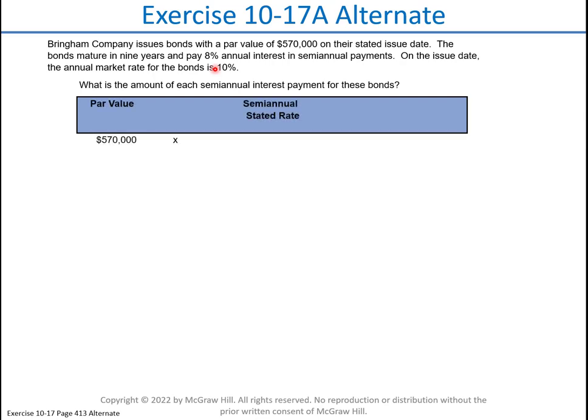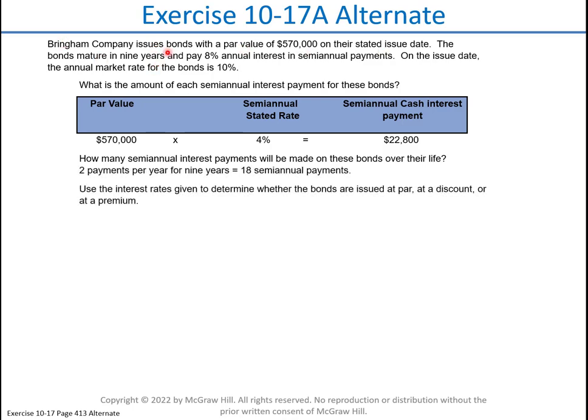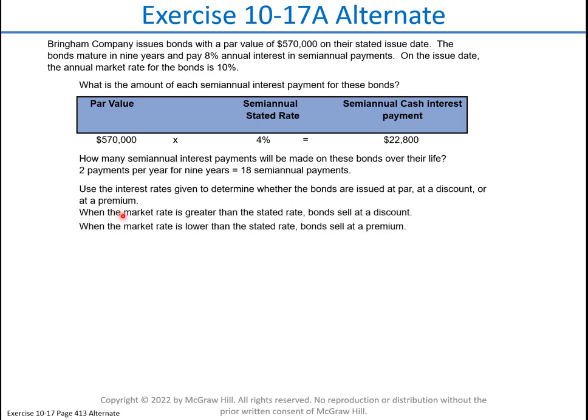We're first computing the semi-annual interest payment, so $570,000 times what they're going to pay. They'll pay half of that every 6 months. The semi-annual cash interest payment then comes to $22,800. This says how many semi-annual interest payments will be made. This is a 9-year bond, so there will be 18. Use the interest rates to determine whether the bonds are going to be sold at par, a discount, or a premium. And we just said they're going to sell at a discount because the stated rate of 8% is less than the market rate.